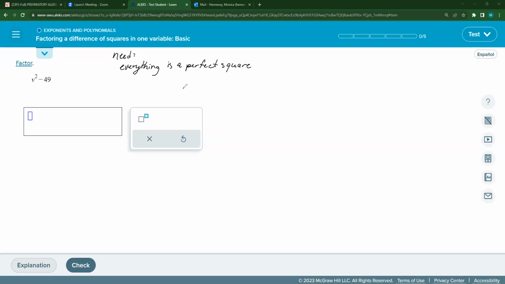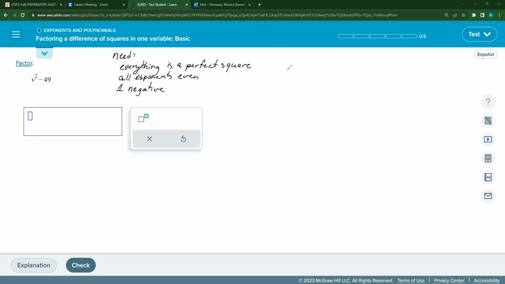So I recommend having your perfect square numbers. Remember, perfect squares are something times itself. All exponents are even. And you need to have one negative sign, one negative or one minus sign, however you want to think about it.